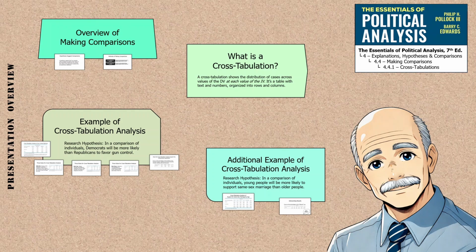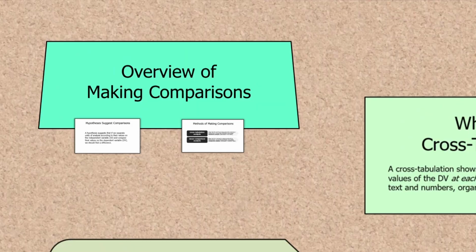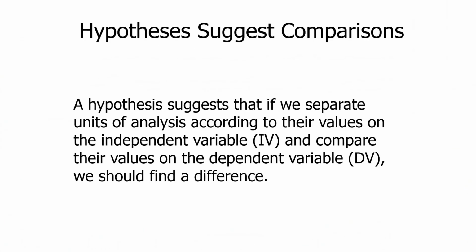I'm Philip Pollock. Recall that a hypothesis suggests that if we separate units of analysis according to their values on the independent and compare their values on the dependent, we should find a difference. The difference, of course, that's specified in the hypothesis.